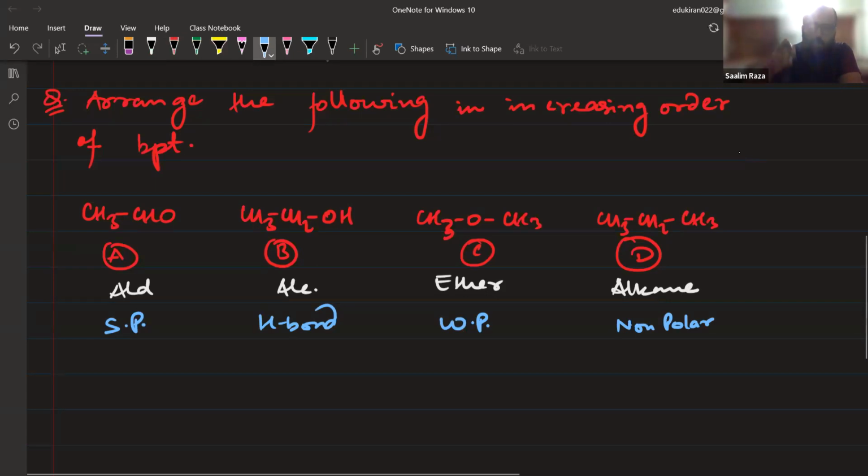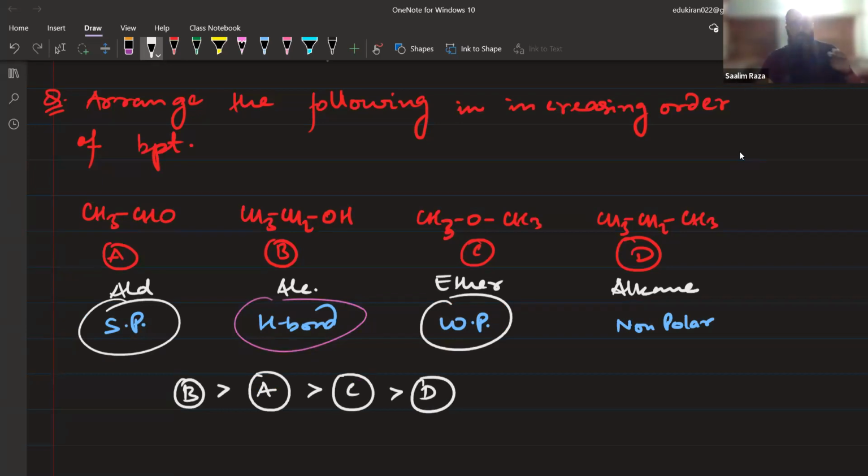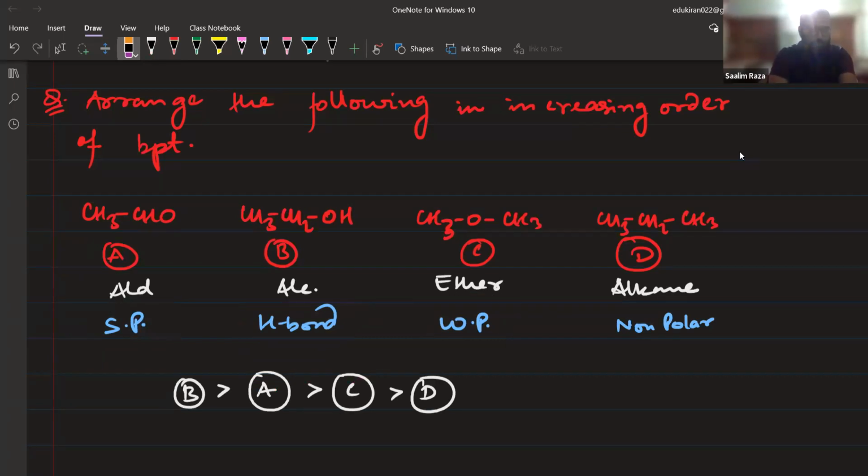So obviously, if I talk about the intermolecular forces of attraction, hydrogen bond will have the largest magnitude. That is why B will have the highest boiling point, followed by strongly polar aldehydes, that is A, followed by weakly polar ethers, that is C, and then followed by the non-polar alkane, that is D. If you have any doubt, please let me know now. We are doing boiling point comparison from haloalkane, so I hope it is clear by now. But if someone is seeing this for the first time and doesn't understand what is happening, please let me know. I will explain it for them.